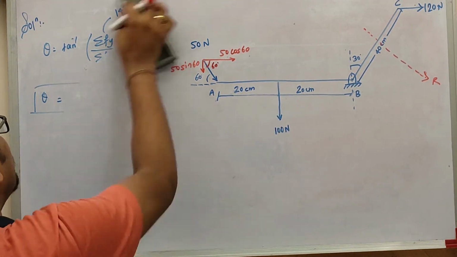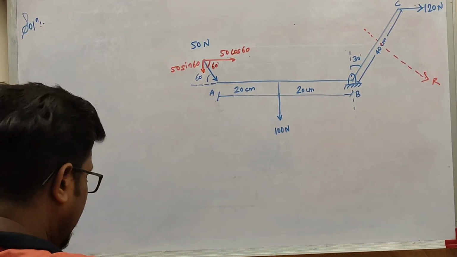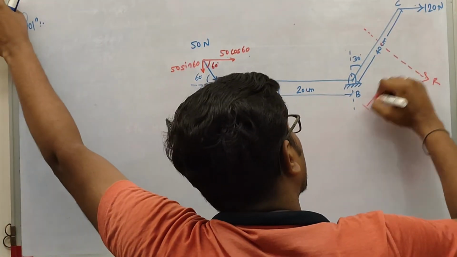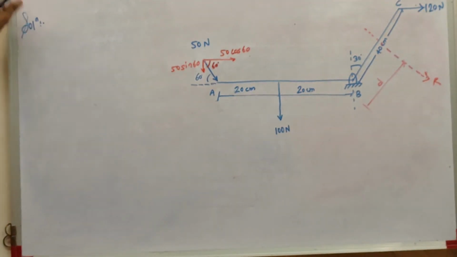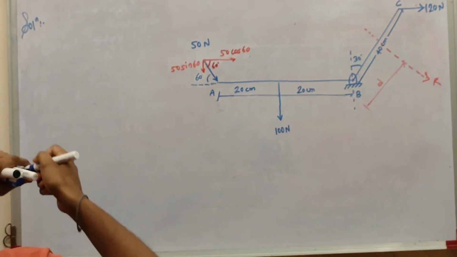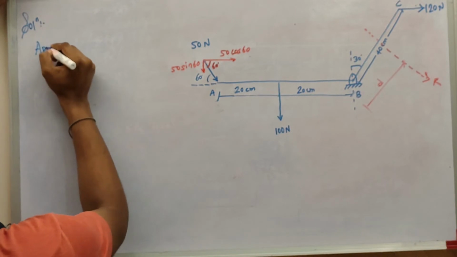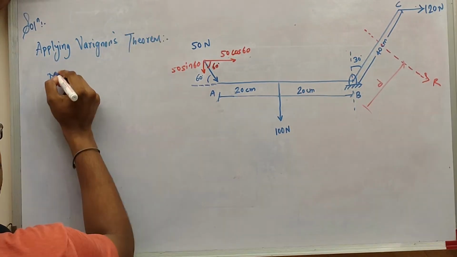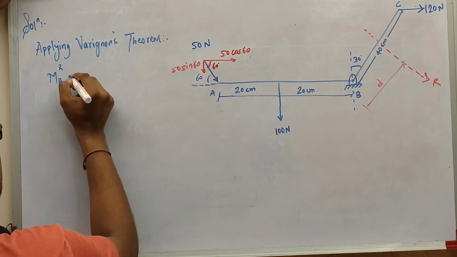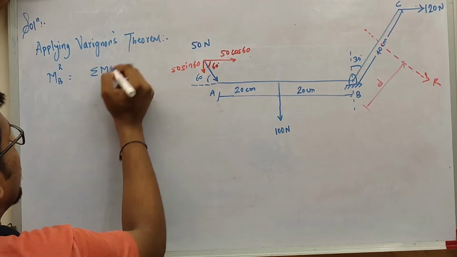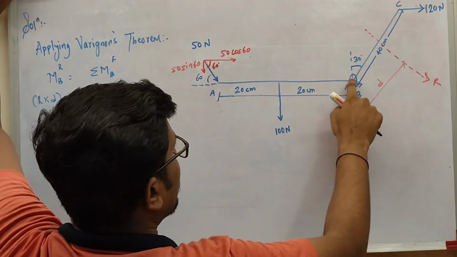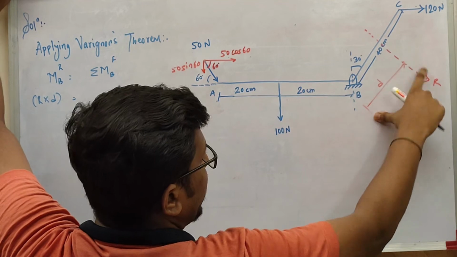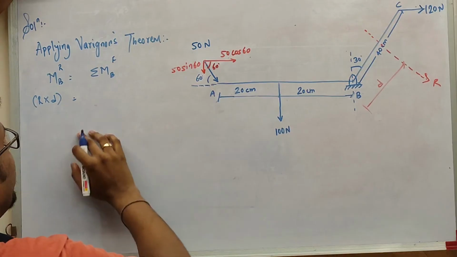So to find the value of D, which is always the perpendicular distance to the force, we'll be using Varignon's theorem. Applying Varignon's theorem, the moment about B of the resultant is the summation of the moments about B of the remaining forces, so R into D. Now with respect to B, let's go ahead with it.